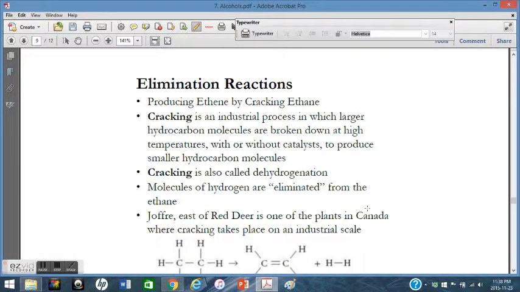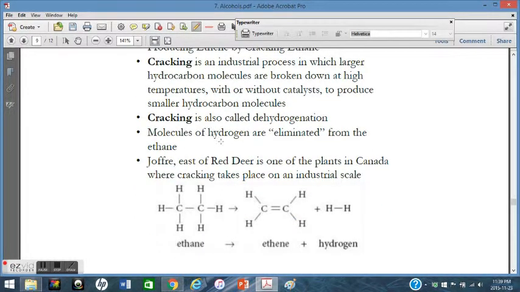Now, we've talked about elimination reactions already. A couple more things about elimination, some specific to alcohols, some is review here. Cracking is an industrial process in which larger hydrocarbons are broken down at high temperatures into smaller molecules. Now, when we start off with already a small one, we can actually have cracking giving us dehydrogenation. And in this case, molecules of hydrogen would be eliminated from ethane. Joffre, which is east of Red Deer, is one of the plants in Canada where cracking takes place on an industrial scale.